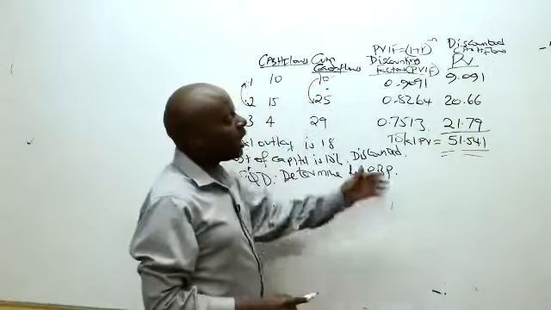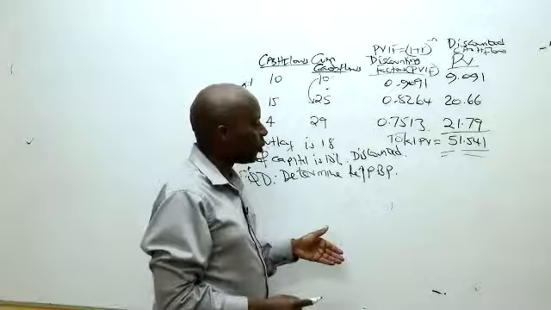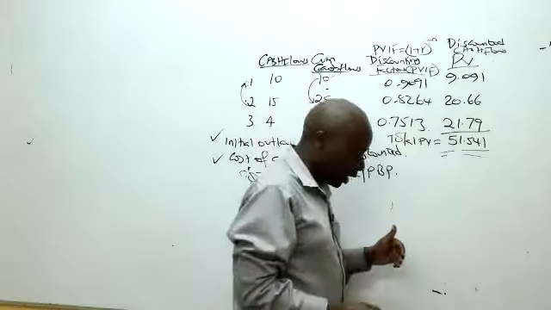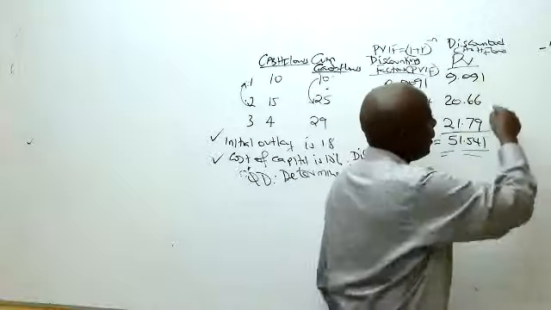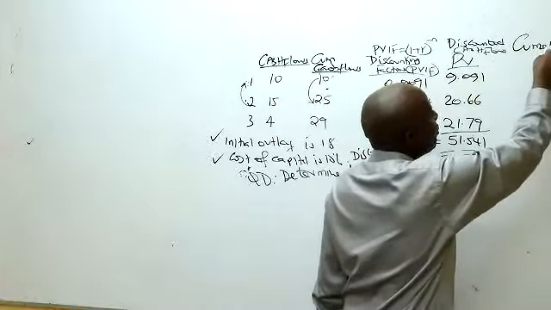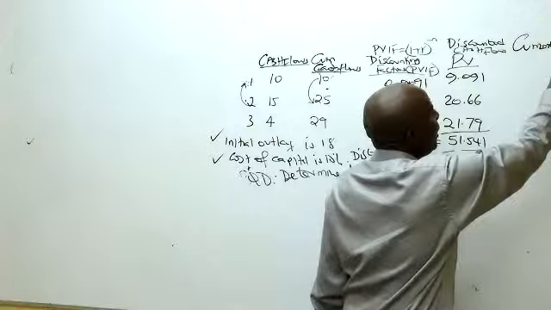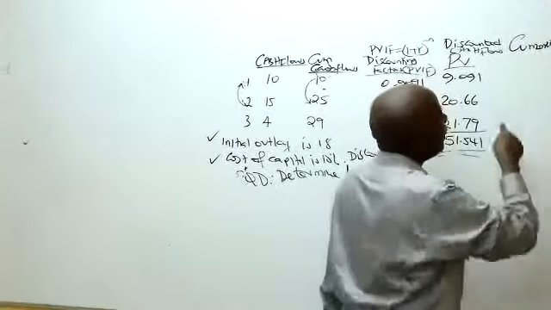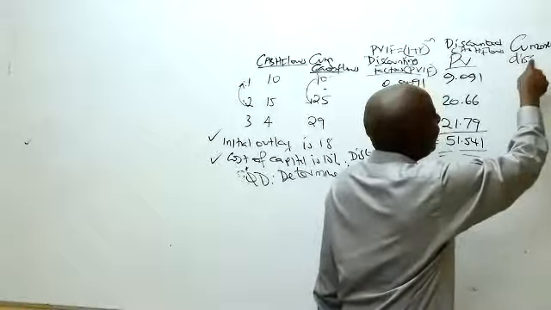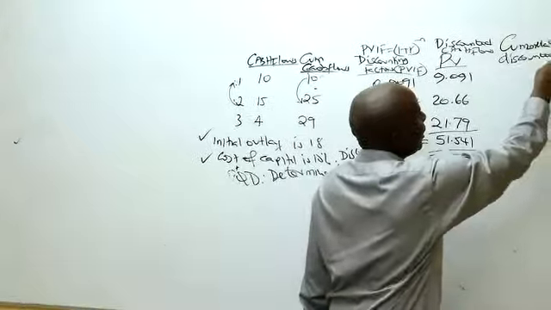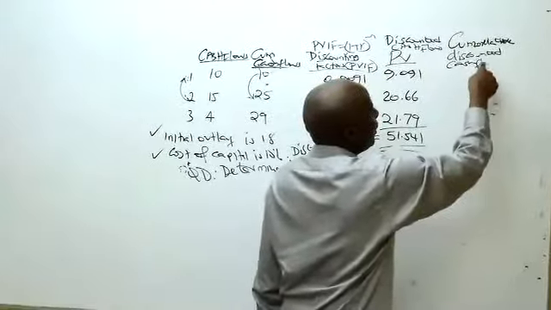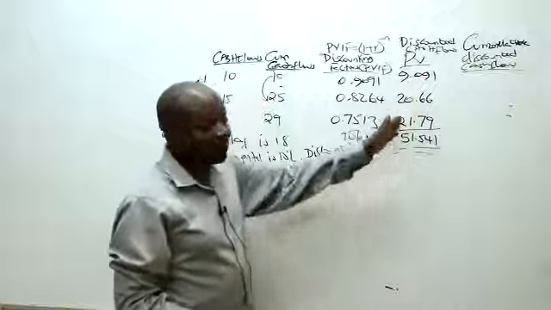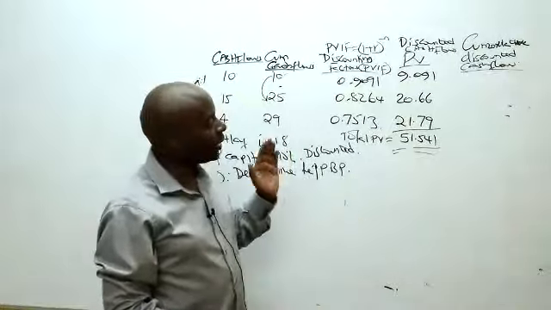And once I have my discounted cash flows and I'm in need of getting the payback period, what I need to do is to give them the cumulative discounted cash flows. The cumulative discounted cash flows, we are accumulating these cash flows downwards.